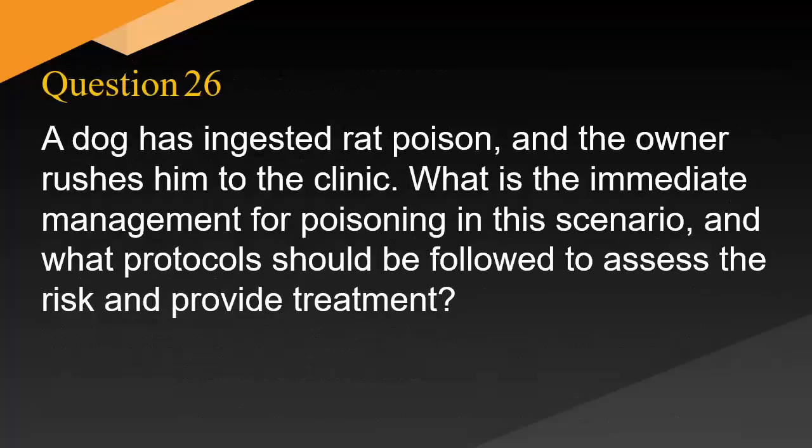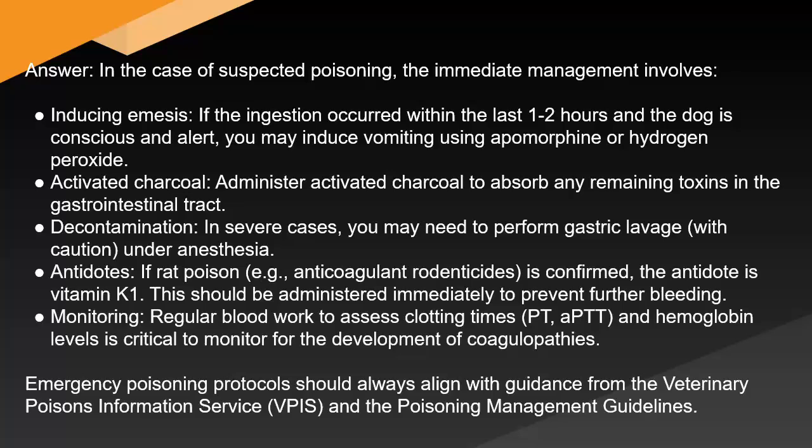A dog has ingested rat poison and the owner rushes him to the clinic. What is the immediate management for poisoning in this scenario, and what protocols should be followed to assess the risk and provide treatment? Answer: in the case of suspected poisoning, the immediate management involves inducing emesis. If the ingestion occurred within the last 1-2 hours and the dog is conscious and alert, you may induce vomiting using apomorphine or hydrogen peroxide.